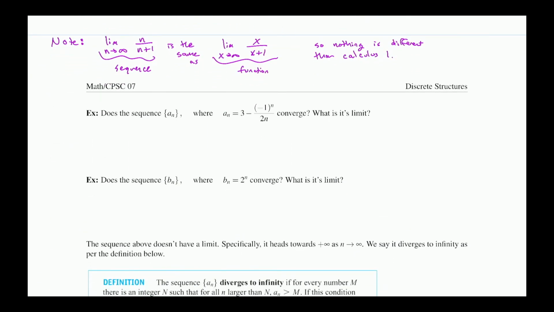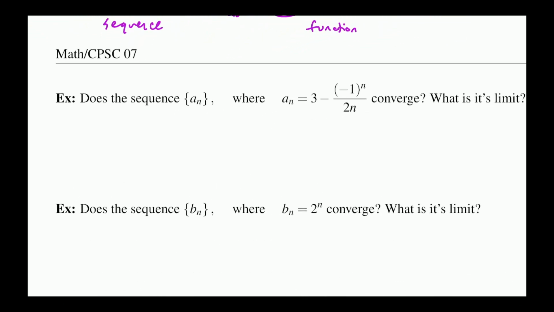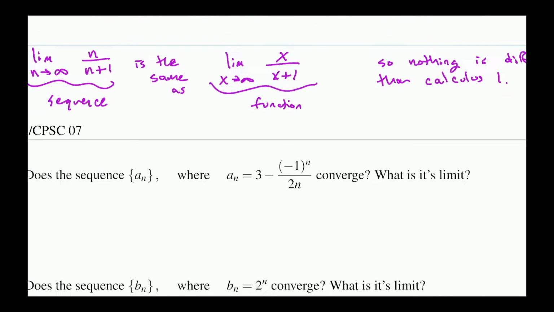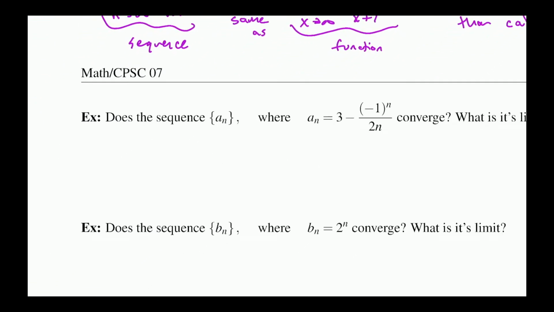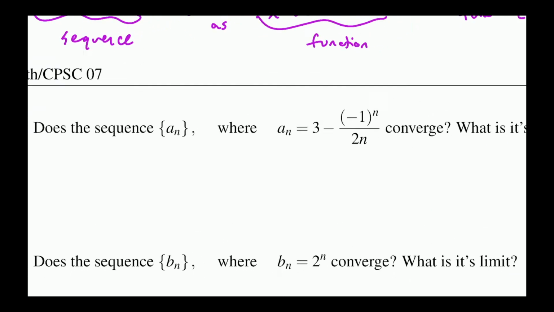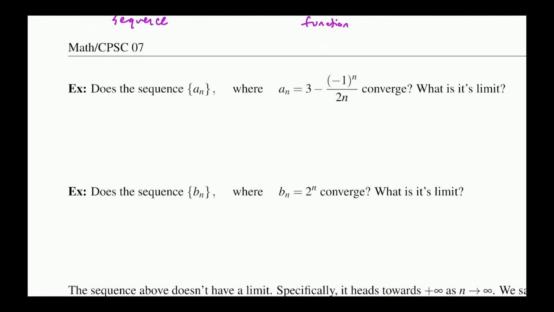Now you're supposed to be able to find a limit. So let's try to find one. You can't always use what you know about calculus. So I say, you can use what you know about calculus, but not every one of these is the same as every calculus problem.